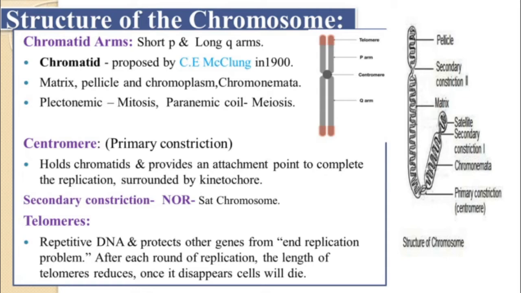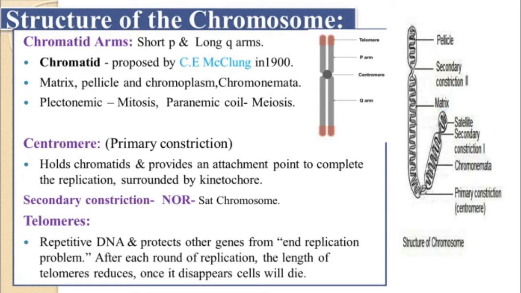These chromonemata fibers maintain plectonemic coils during mitosis and paranemic coils during meiosis. As you can see in the diagram, the two chromatids are joined by a primary constriction which is known as the centromere. The centromere holds the chromatids and also provides an attachment point to complete replication, and it is surrounded by the kinetochore which helps to attach to spindle fibers during cell division.